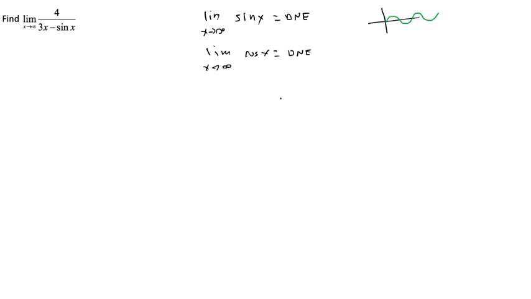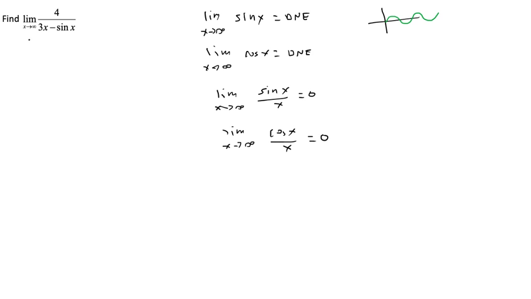Similarly, there are two other well-known properties. The limit as x approaches infinity of sine of x over x is equal to 0. And the limit as x approaches infinity of cosine of x over x is also equal to 0. These are properties that you do want to remember.